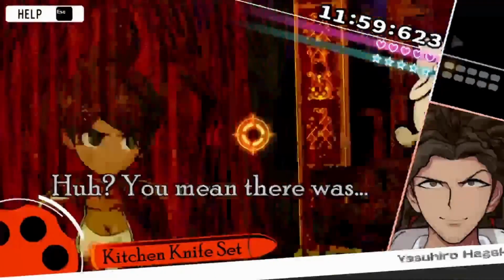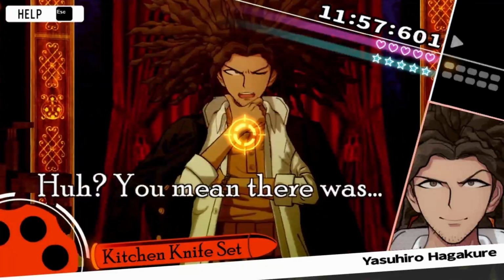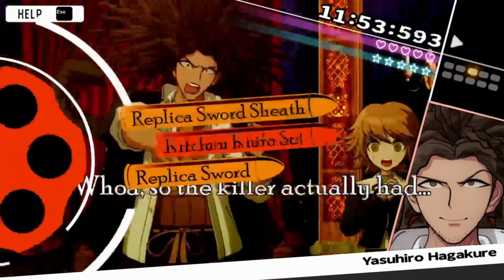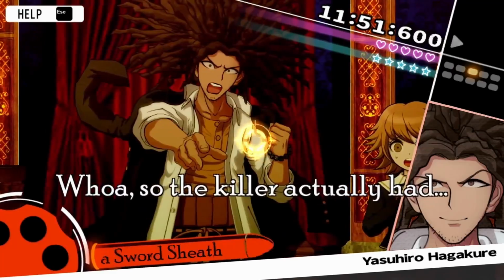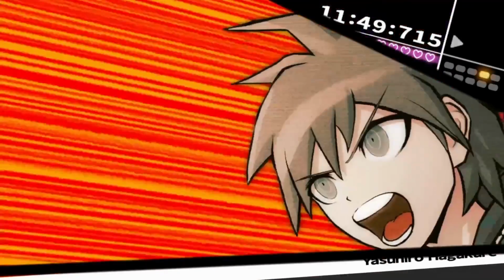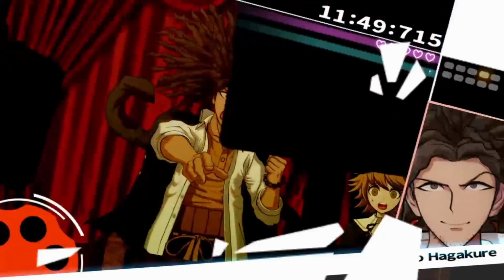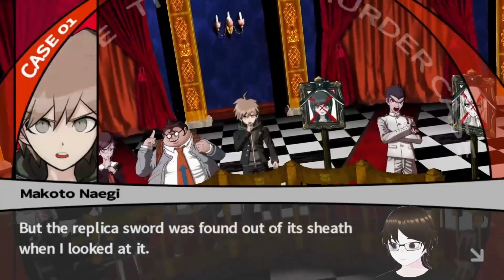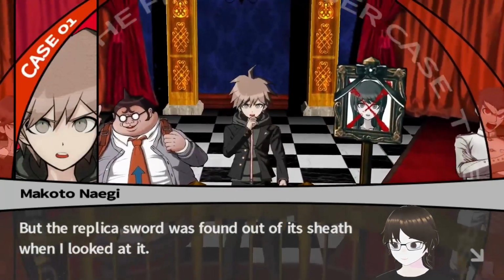Oh, you mean there was more than one knife? No, I doubt that. Ooh, so the killer actually had the second knife hidden somewhere. Yeah, no. No, that's wrong! This has to do with the sword. But the replica sword was found out of its sheath when I looked at it.